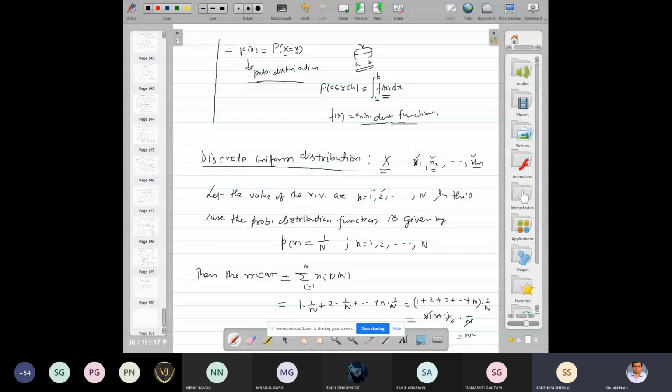The mean of the discrete uniform distribution is given by n plus 1 by 2. N is the number of values of the random variable.